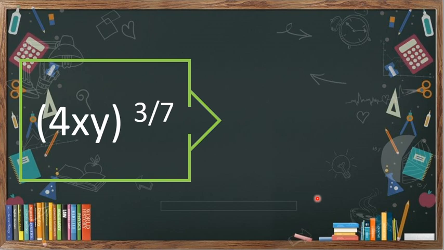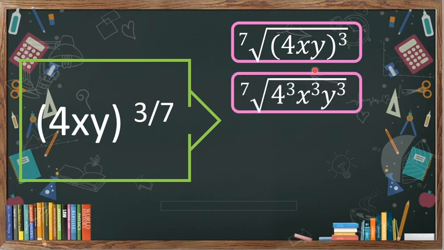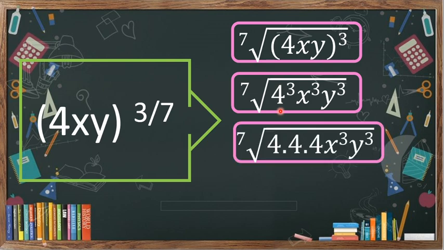Another example. So we have here 4xy raised to 3/7. 7 is the index, so we have here the 7th root of 4xy as the base. Then the cube is our exponent. Then distribute the exponent 3, so distribute 3 into 4, x and y. So we have here 4 cubed, that is 4 times 4 times 4, and copy x cubed and y cubed.